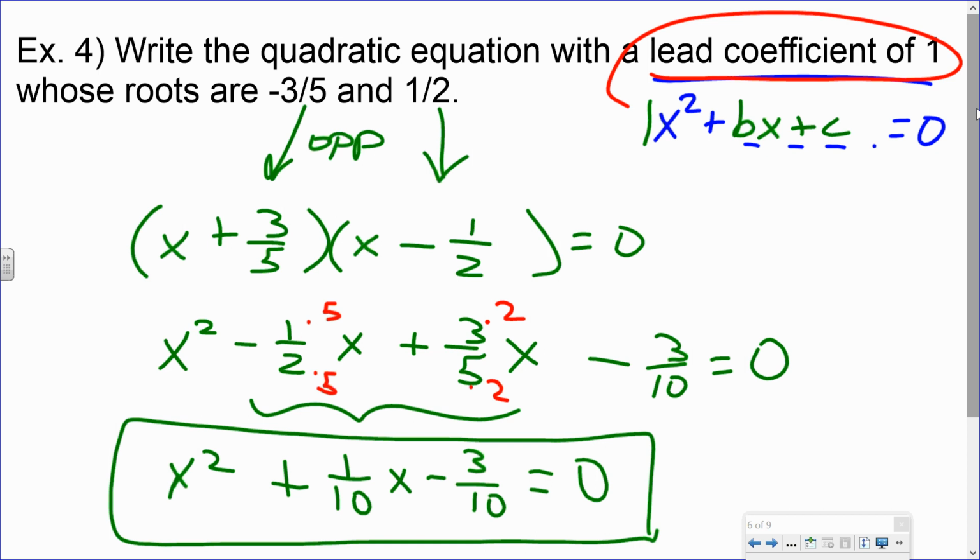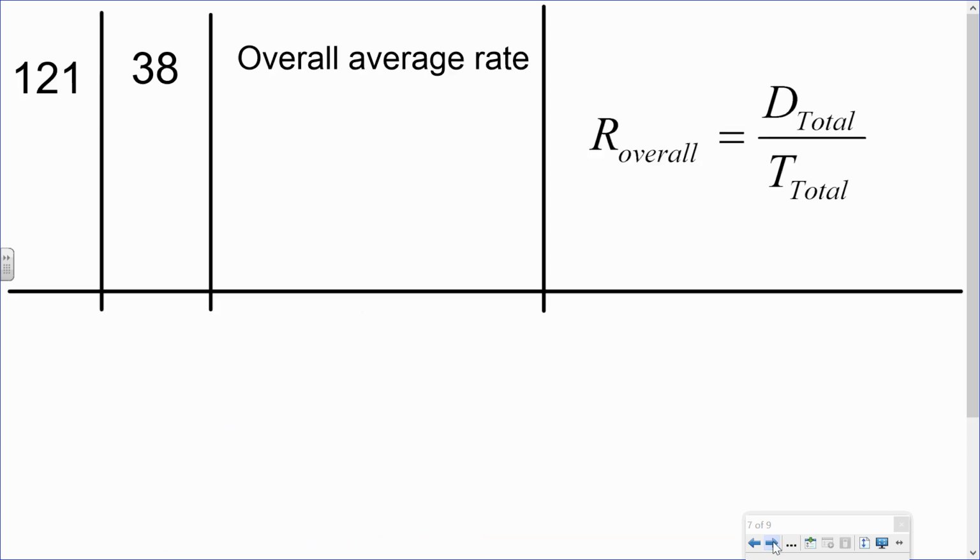Any questions there? Jack? They're generally wanting it in the ax squared plus bx plus c equals 0 form. And because you've got to set this equal to 0 when you're writing the factors, why would you want to do one extra step in there? Just leave it equal to 0. Anything else? Okay, one last topic for today, something new, overall average rates.